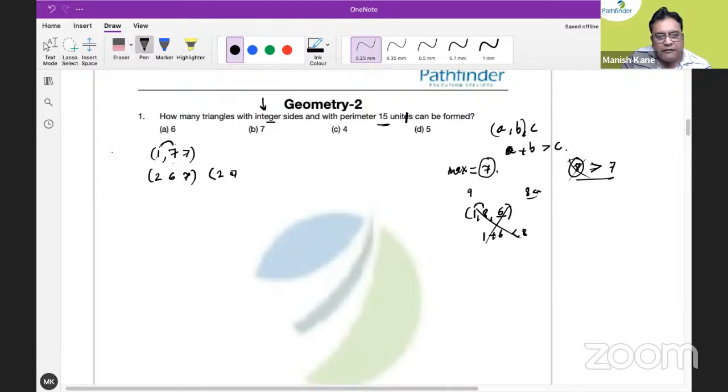Then can we have a 2 plus 7? 2 plus 7 gives you 9 and the third side is 6. So it is the same as this triangle, so you don't need to build any other. So with the minimum side 2, we have only one possibility.